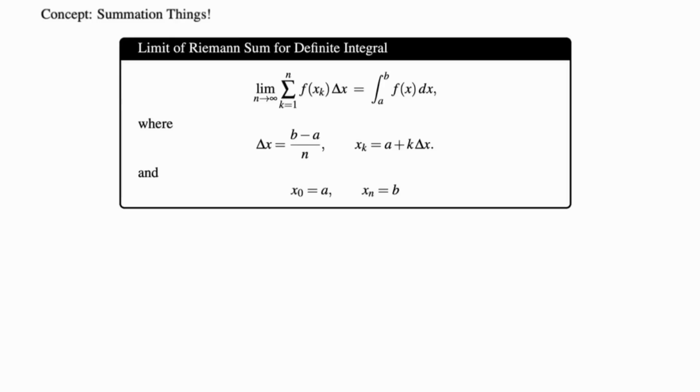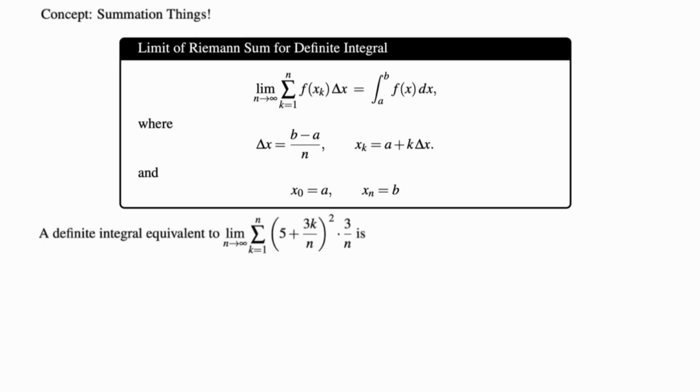So what we want to look at is the limit of a Riemann sum for a definite integral. So the limit as n approaches infinity, the sum from k equals 1 to n, f of x sub k delta x is, kind of by definition, the integral from a to b of f of x dx. Now, in this formula, delta x is b minus a divided by n, and x sub k is a, where you're starting your integral, plus k times delta x. Crucially, when you're doing these problems, x sub 0 is equal to a, and x sub n is equal to b. So we're going to use that a lot to figure out the bounds of the integral. Let's look at a problem.